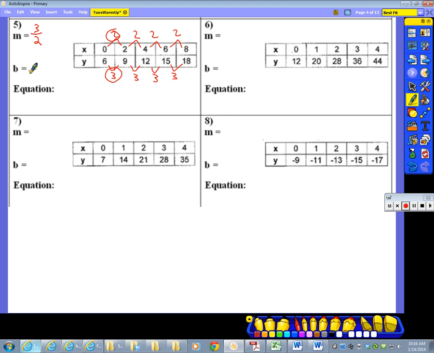Now, as far as my y-intercept, what is my y-intercept here, Heaven? It is 6. That's correct. Good job. So we look to see where x equals 0, and in this case, my y-intercept is a positive 6. So what is my equation going to be, James? You're leaving off one little thing, a variable. Yes. All right, y equals 3 over 2x plus 6.